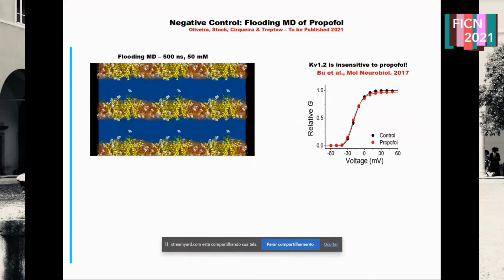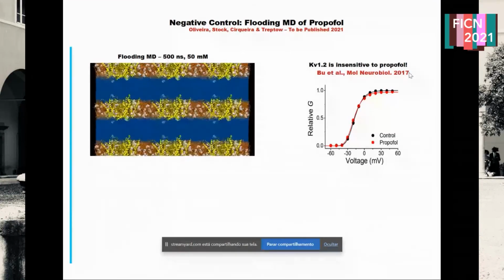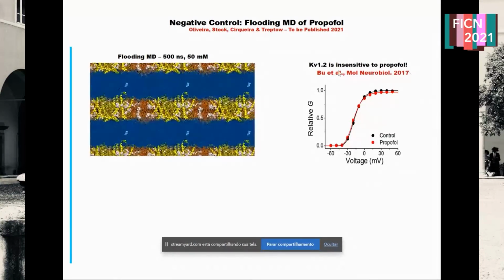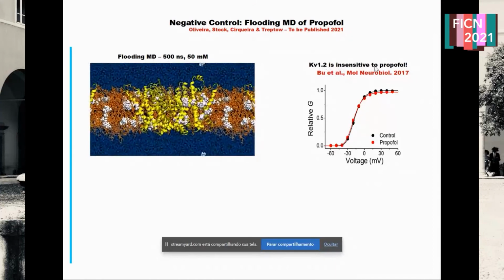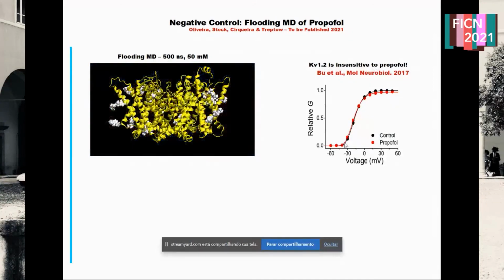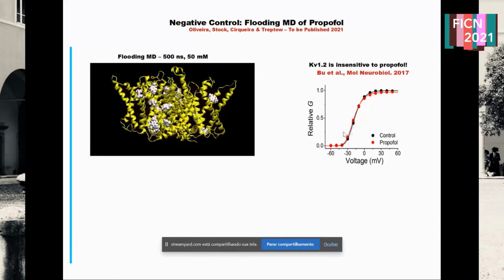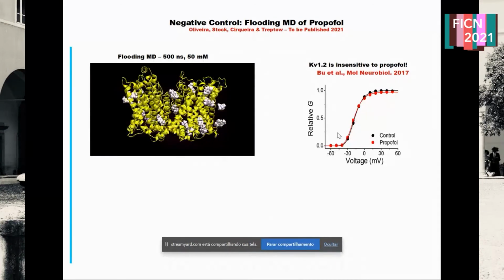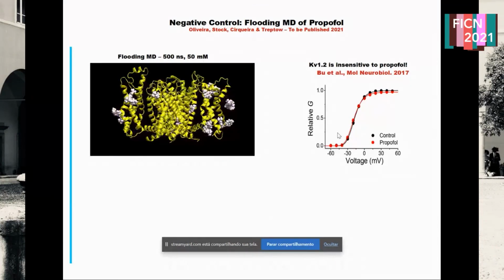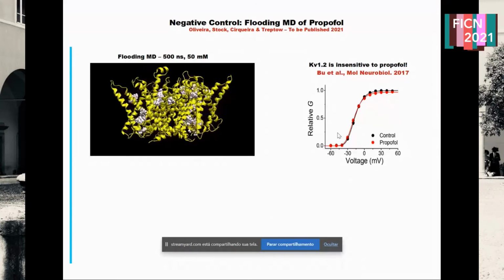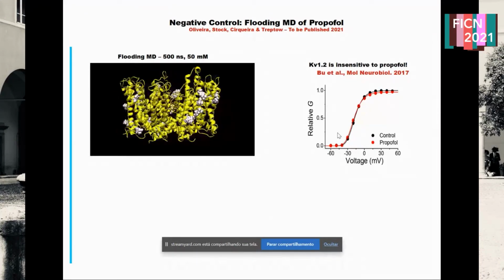In 2017, Covarrubias and co-workers again showed that Kv1 is sensitive to propofol. There is no clear impact of the ligand on the open probability of the channel. So then we decided to evaluate these results in the context of our formulation.